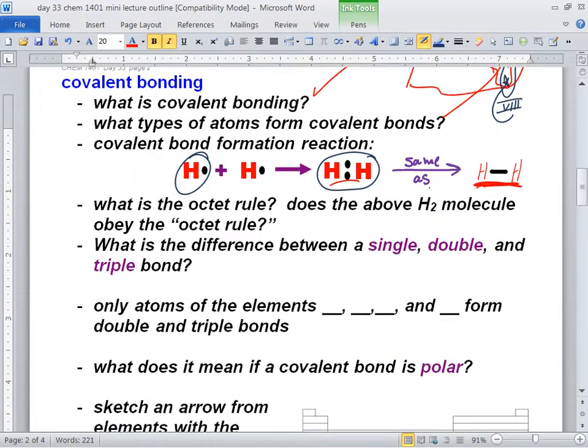But what we're getting into is not everything obeys the octet rule. So life isn't going to be as straightforward as we would like it. We'll see some of those coming up. Mia, when we start drawing these Lewis dot structures for molecules, does this look like a single, double, or triple bond?